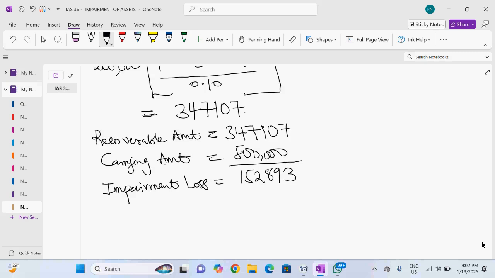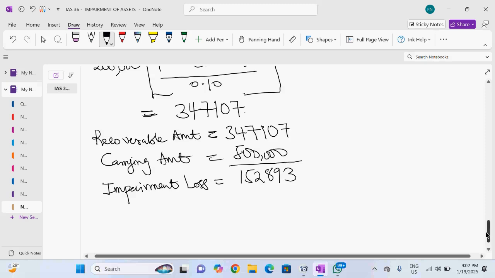All right. So if that is the case, this is our impairment loss. So how do we treat this in our books?